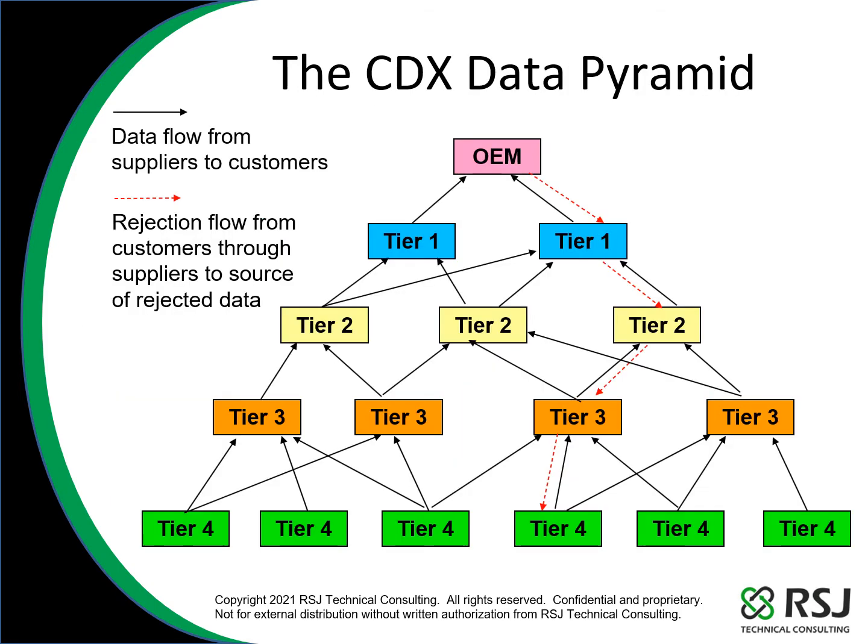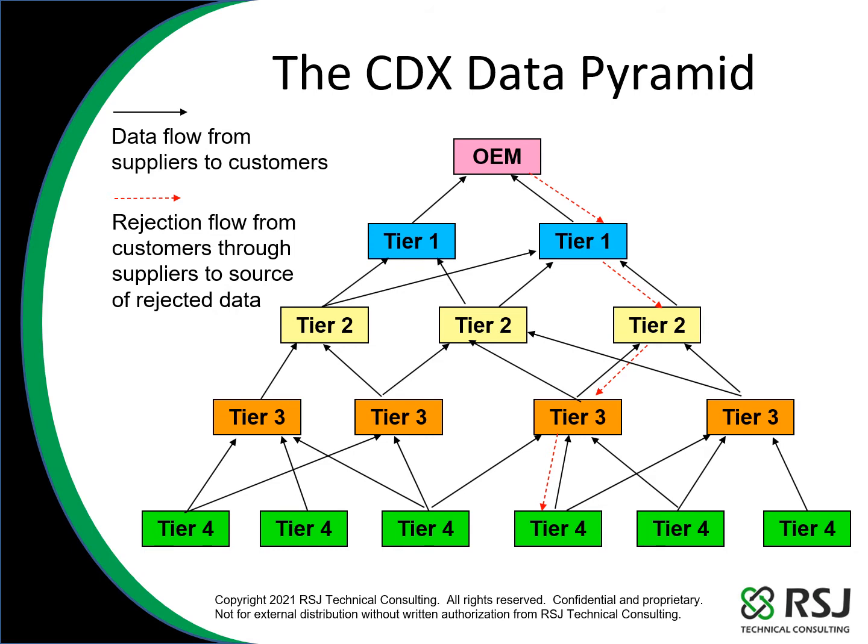CDX is basically a pyramid going from the lowest tiers in the supply chain up to what we call the OEM, the original equipment manufacturer. This is the company facing the regulatory authorities in a given market. They're the ones having to declare their product and prove it is compliant and legal to sell in or provide in that market.